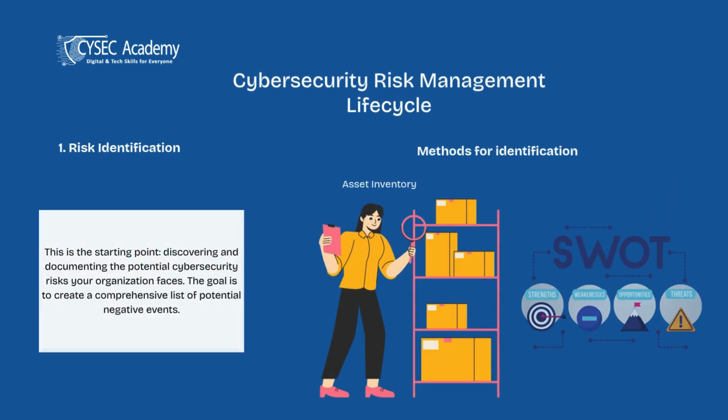1. Risk identification. What could go wrong? This is the starting point. Discovering and documenting the potential cybersecurity risks your organization faces. The goal is to create a comprehensive list of potential negative events. Methods for identification include asset inventory. Knowing what you need to protect is a crucial first step.